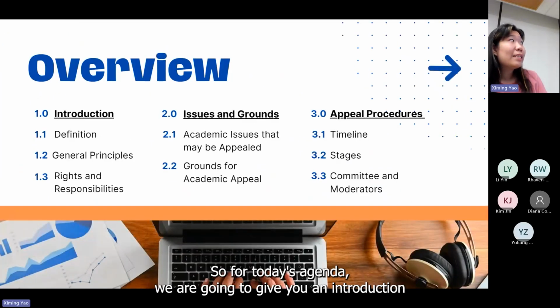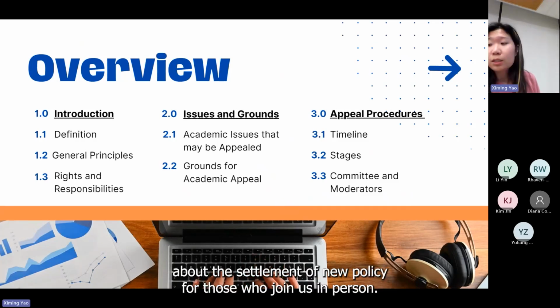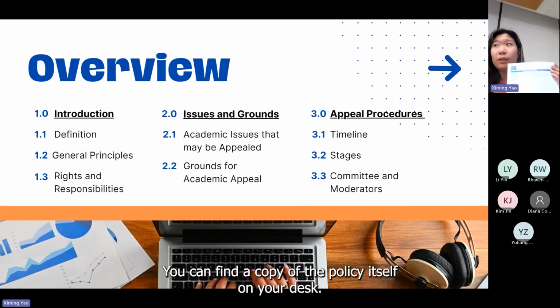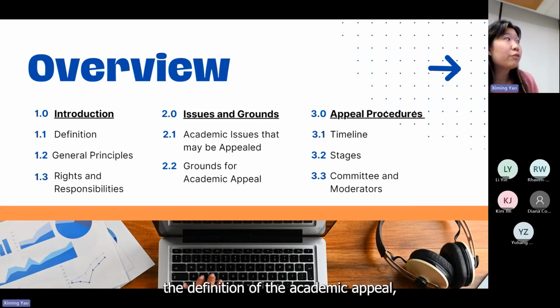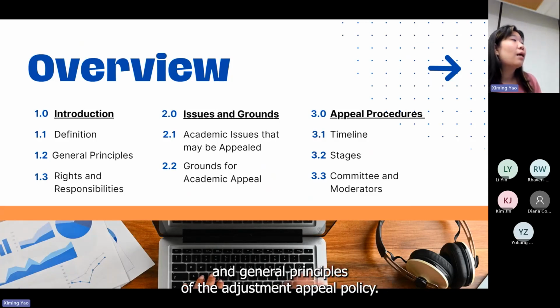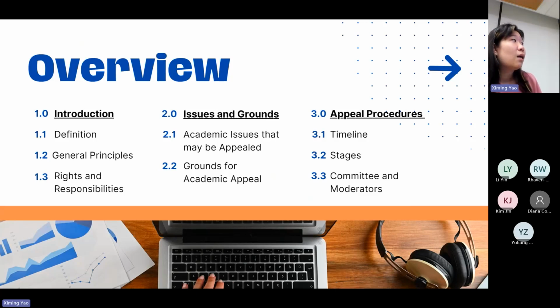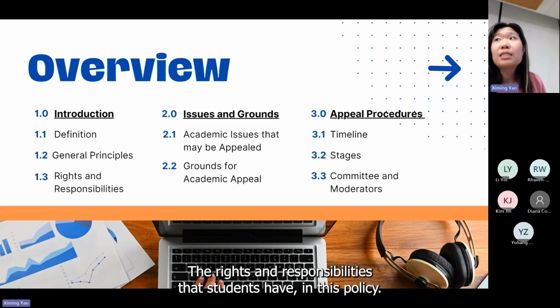So for today's agenda, we are going to give you an introduction about the academic appeal policy. For those who join us in person, you can find a copy of the policy itself on your desk. We're going to briefly introduce the definition of the academic appeal and general principles of the academic appeal policy, and the rights and responsibilities that students have in this policy.